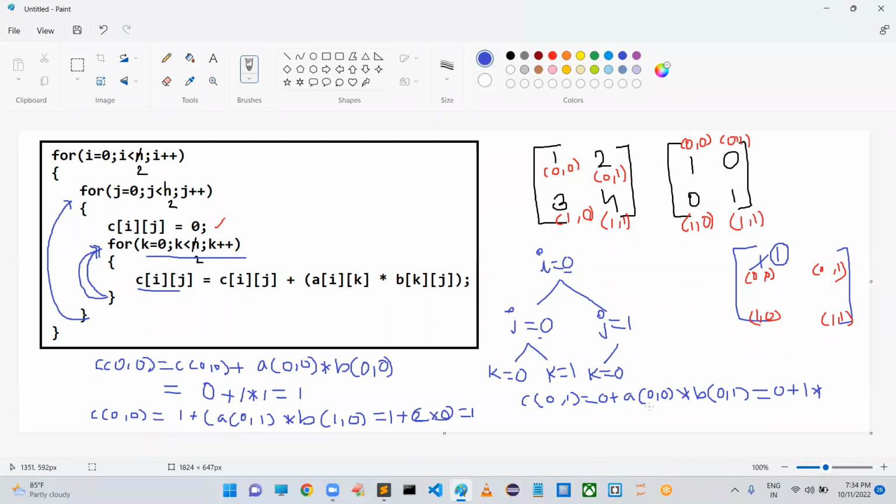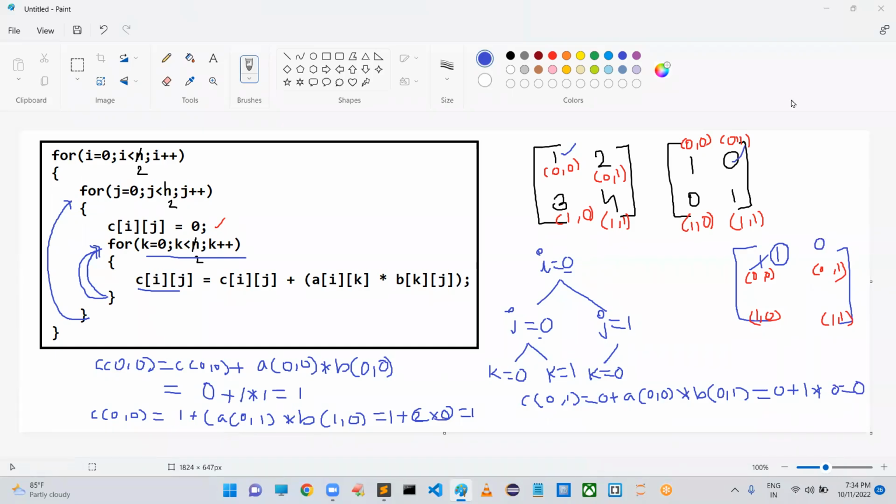Correct only, right? I value is 0, K value is 0. So B of k j, K value is 0, J value is 1. Yes, A of 0, 0 means this element. So we have to multiply with 0, 1, this element, right? First row with the second column. Yes, correct only. So this value will become 0, right? 1 into 0. The total result will become 0. This value is 0.